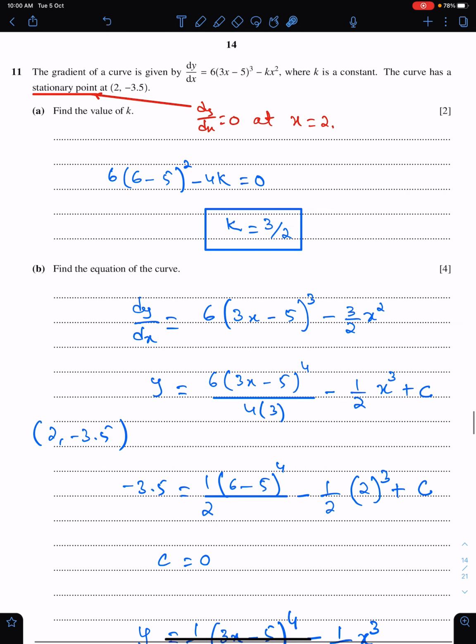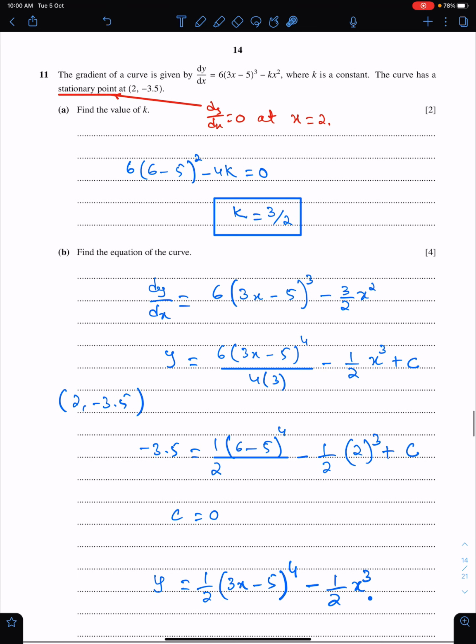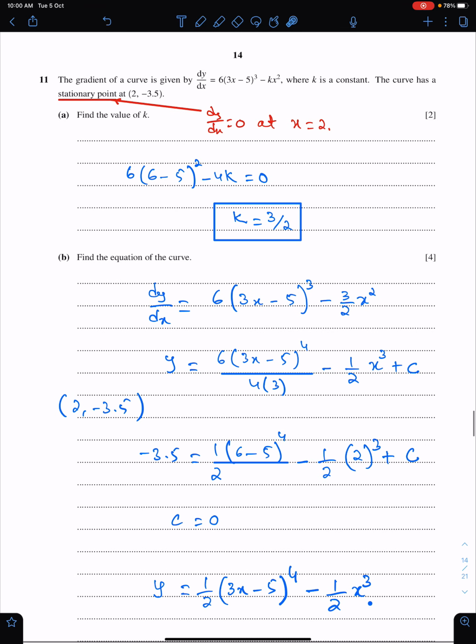Next question. The gradient of a curve is this, where k is a constant, and this is the stationary point. Stationary point means dy upon dx is 0 at this particular value of x. So whenever stationary point is given, that means dy upon dx is 0 at this value of x.